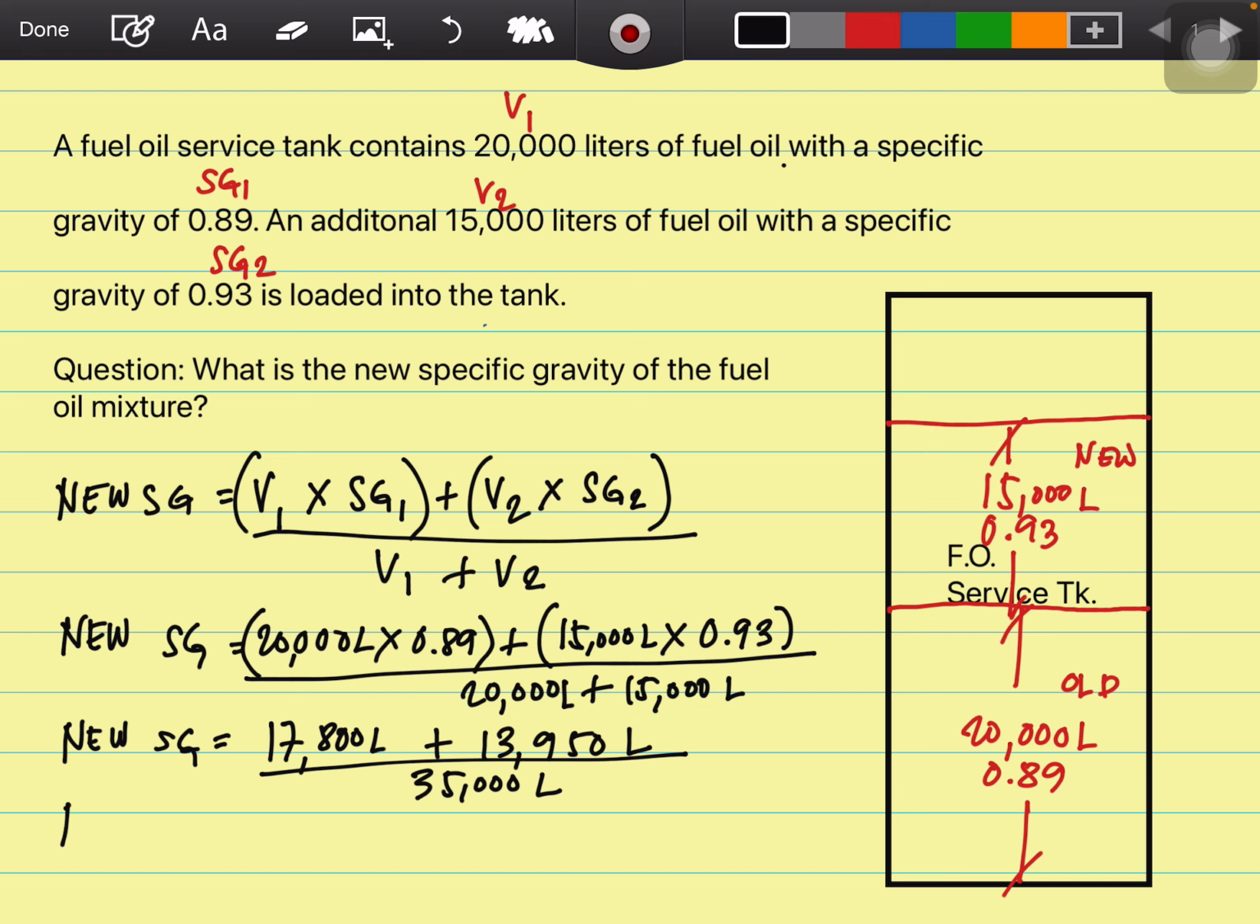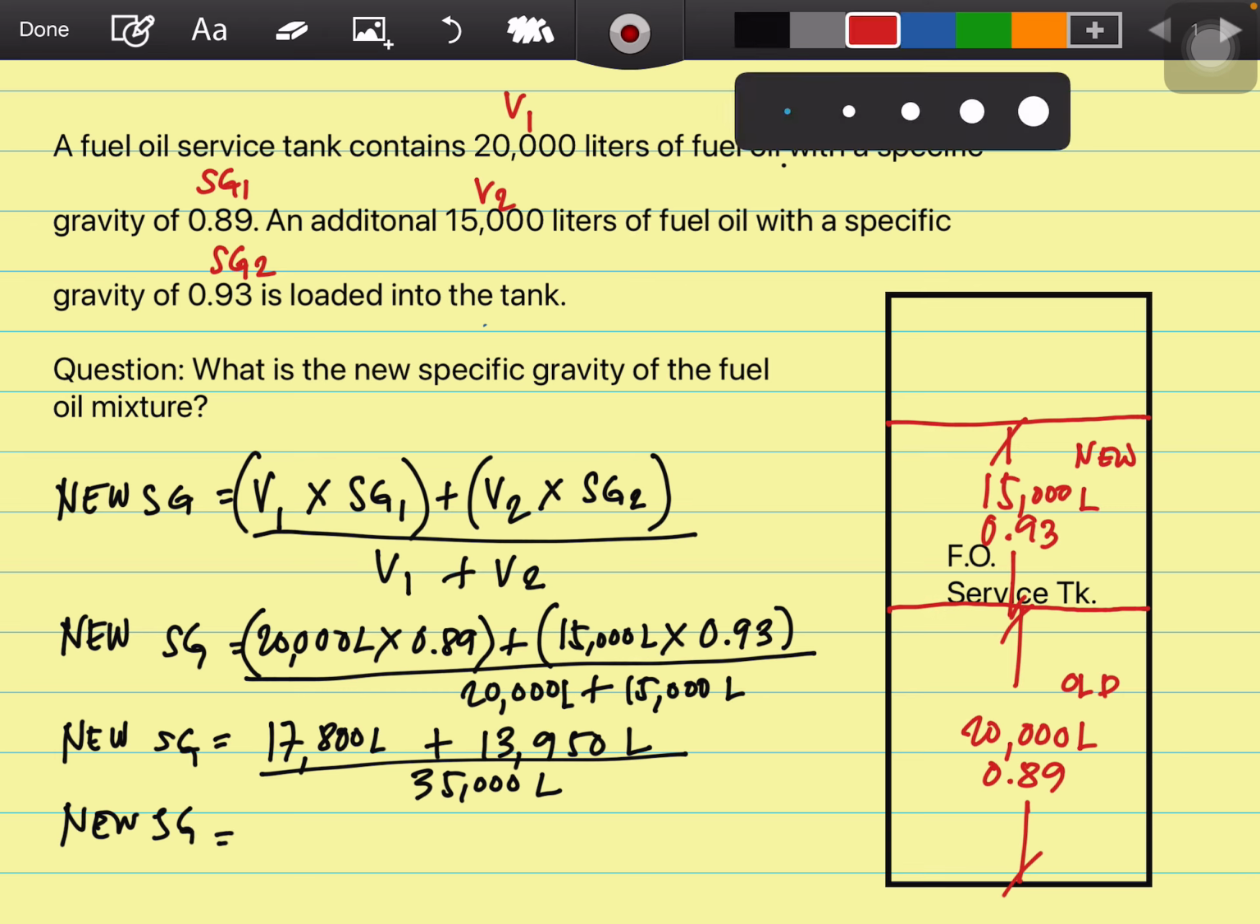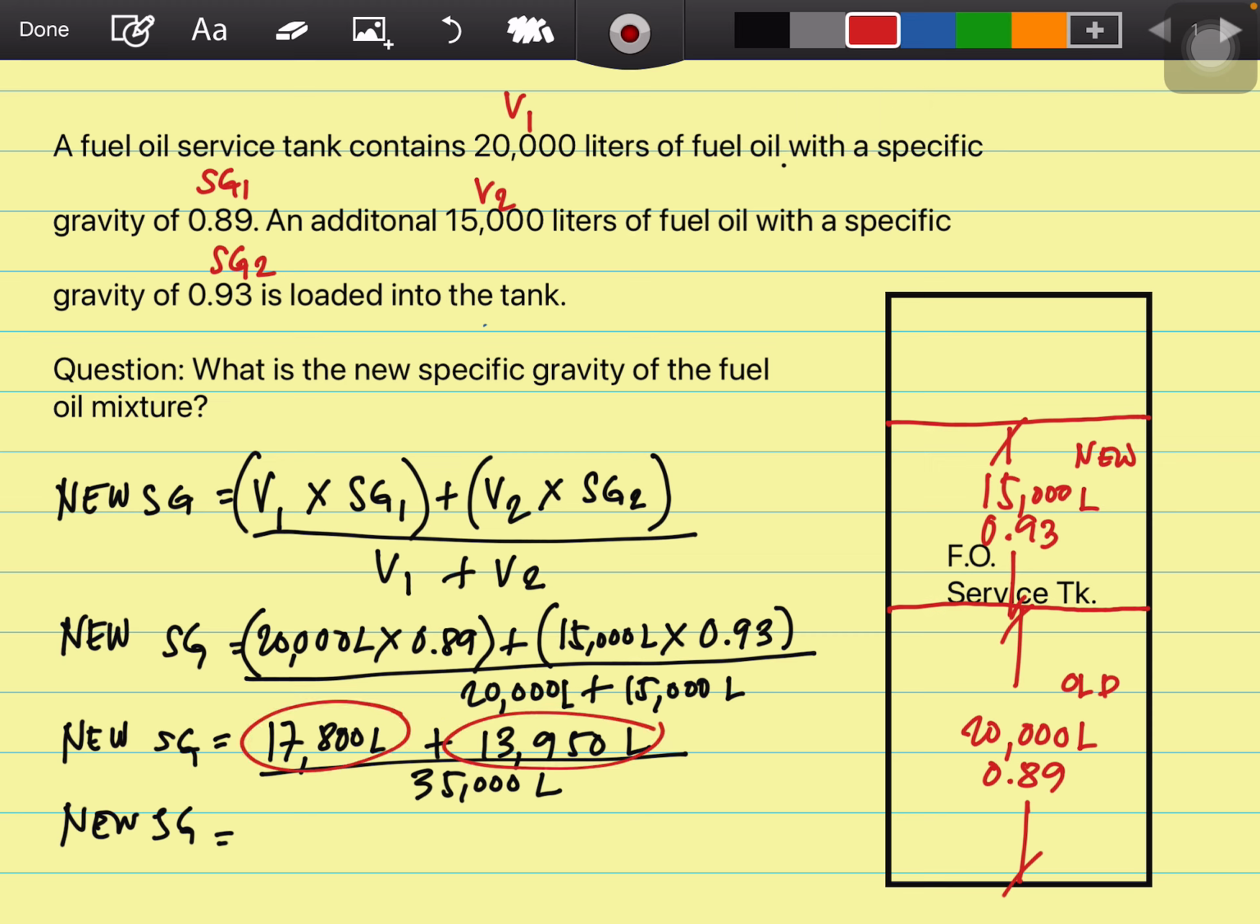Now, new specific gravity: 17,800 added to 13,950 liters will give you 31,750 liters, then 35,000 liters below.